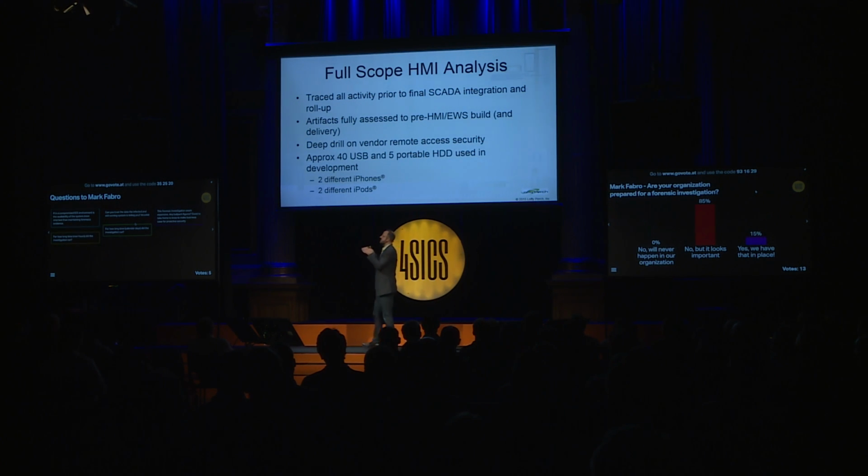But we pressed forward and started focusing on the HMI itself, right? We took all of the artifacts to the pre-HMI engineering workstation build and delivery. So we went back in time, looked at all those USBs, and found out what the USBs did when introduced to those systems during the build stage. And we found 2 interesting things. We found 2 different iPhones and 2 different iPods that at one time were inserted into the machines that ultimately became the primary servers for the human-machine interface.